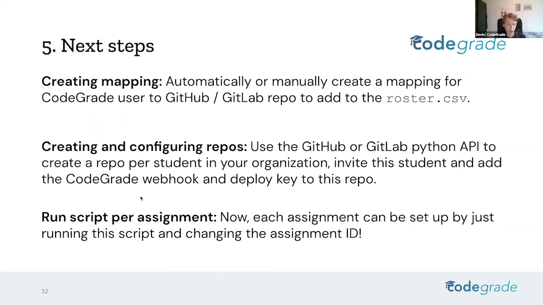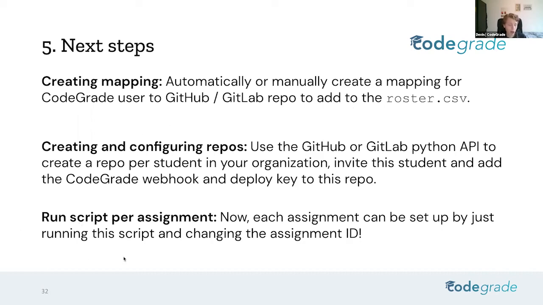So the next steps after this are, of course, automatically or manually creating this mapping, what I just said, and then again adding it to this roster.csv file. Then afterwards, creating and configuring the repos. You can do this automatically using the GitHub API as well, which is really easy. And if you do this automatically, then you can forget this step, since you can just set up the repos with CodeGrade information and no mapping is needed anymore.